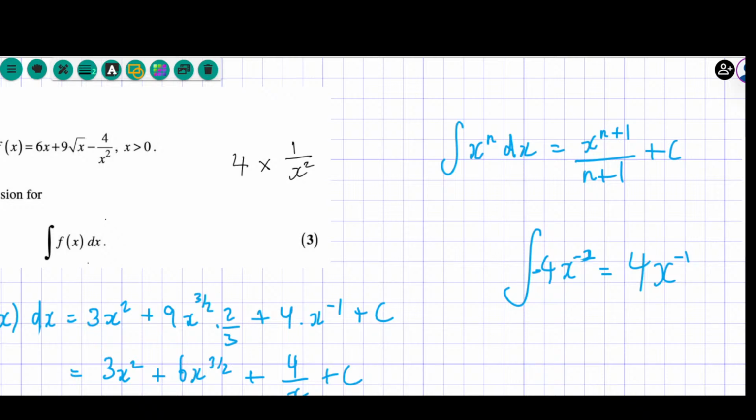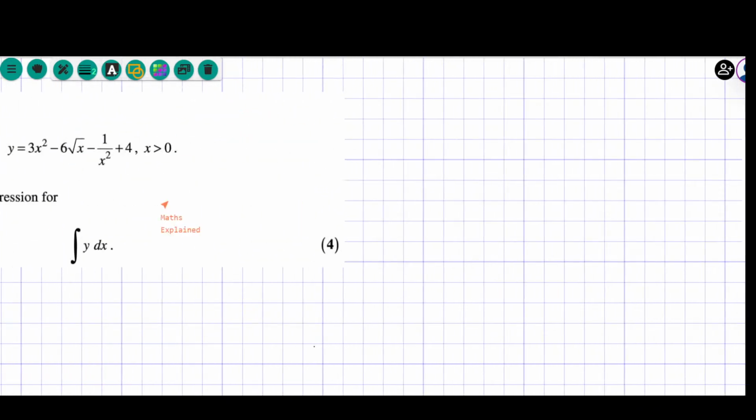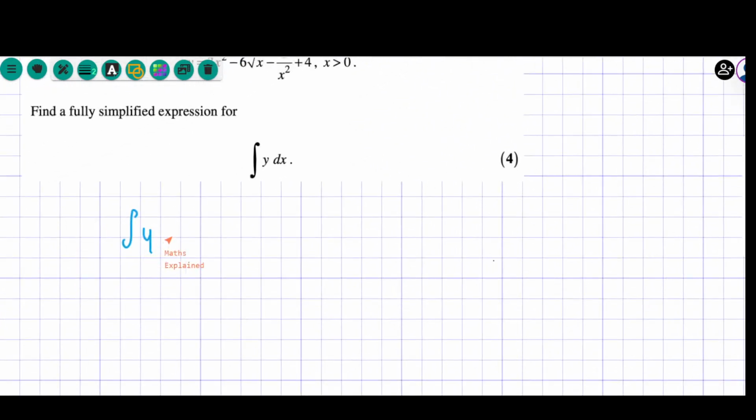Okay. Yeah, so I'm just going to do a couple of these with the power rule, just to get the hang of this and make sure we remember how to do it. So the integral of y dx. Here I have y. Again, I'm just going to apply the power rule to each term.